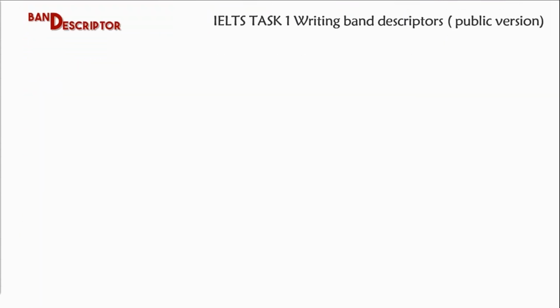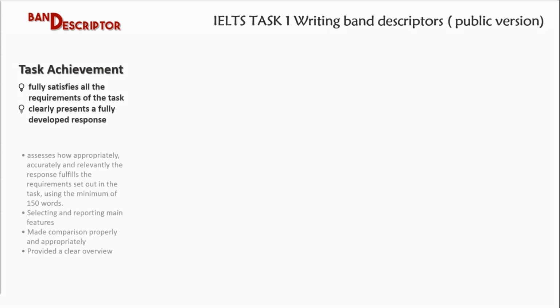Going further, we have to review the band descriptors in detail. We have to consider the following to get a Band 9. Firstly, task achievement. This criterion assesses how appropriately, accurately, and relevantly the response fulfills the requirements set out in the task using the minimum of 150 words.